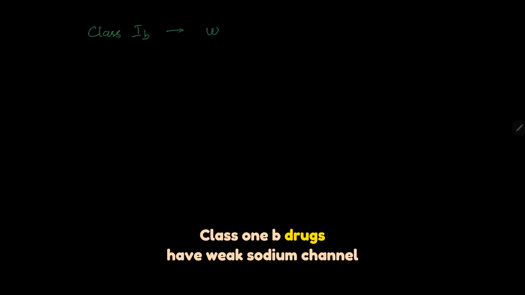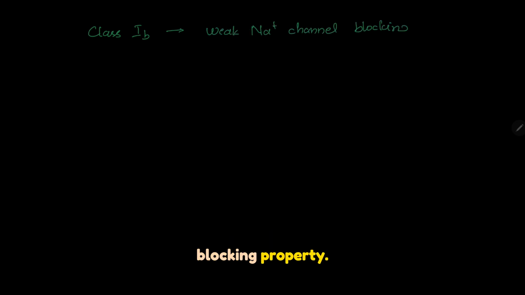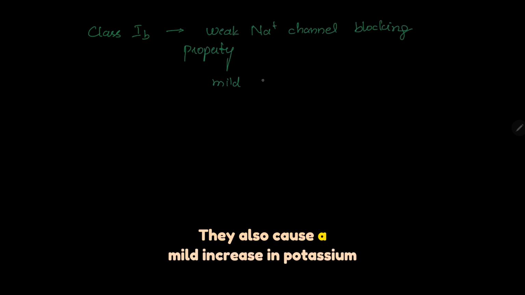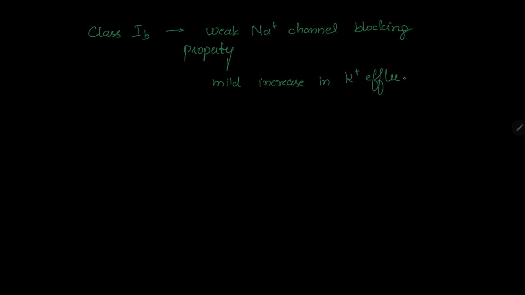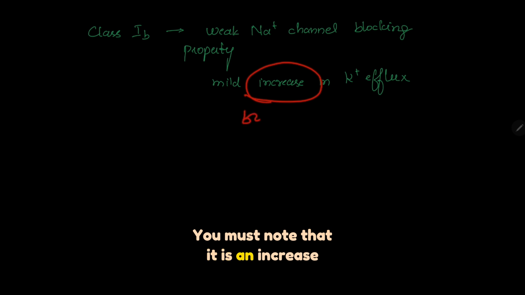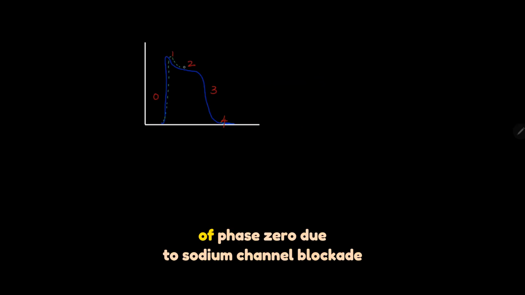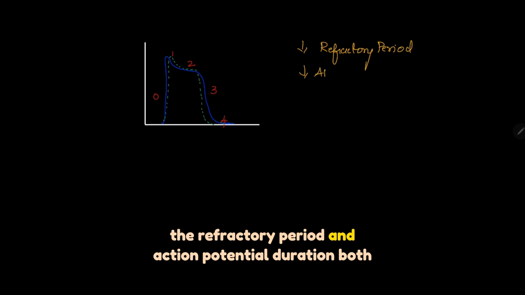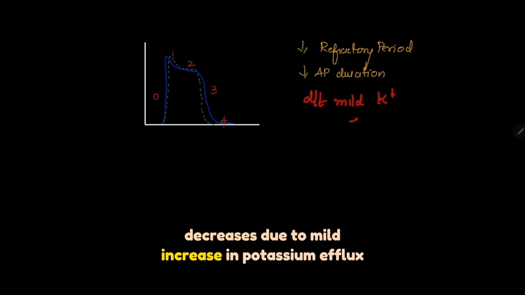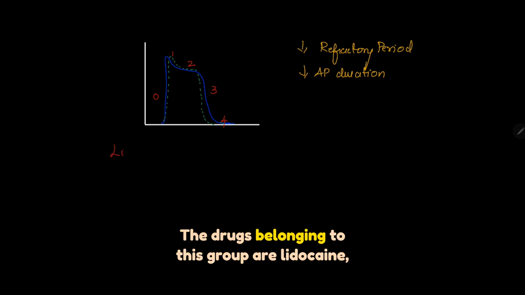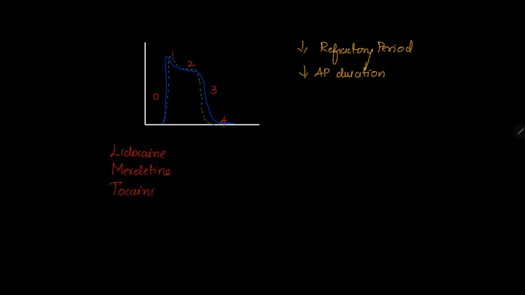Class 1B drugs have weak sodium channel blocking property. They also cause a mild increase in potassium efflux. You must note that it is an increase, not a blockade. So here we see a reduction in slope of phase 0 due to sodium channel blockade. The refractory period and action potential duration both decrease due to mild increase in potassium efflux. The drugs belonging to this group are lidocaine, mexiletine, and tocainide.